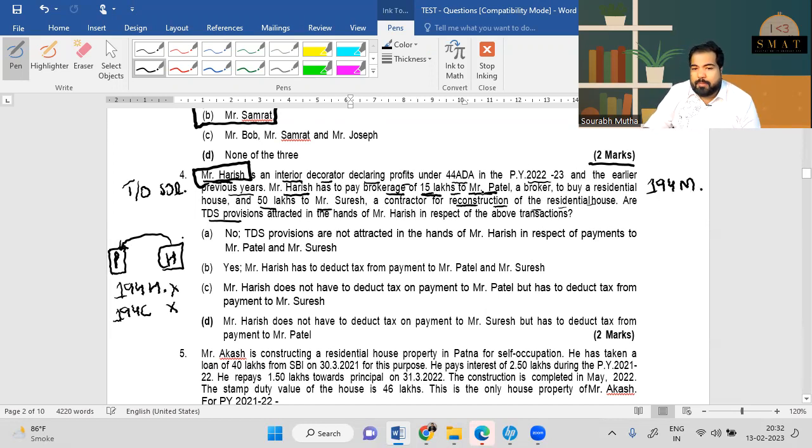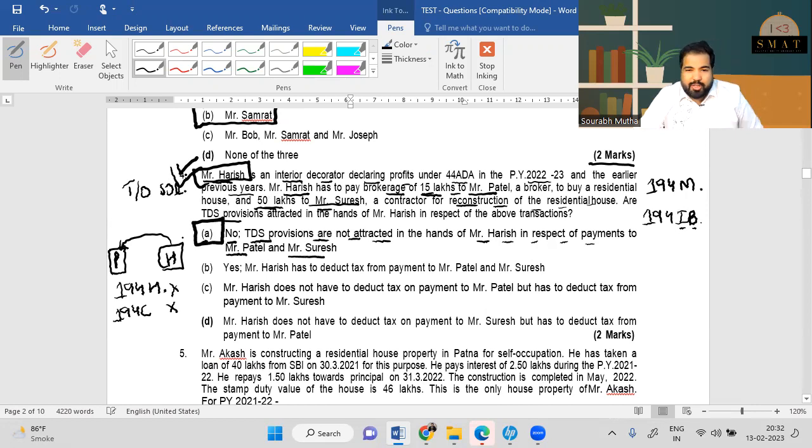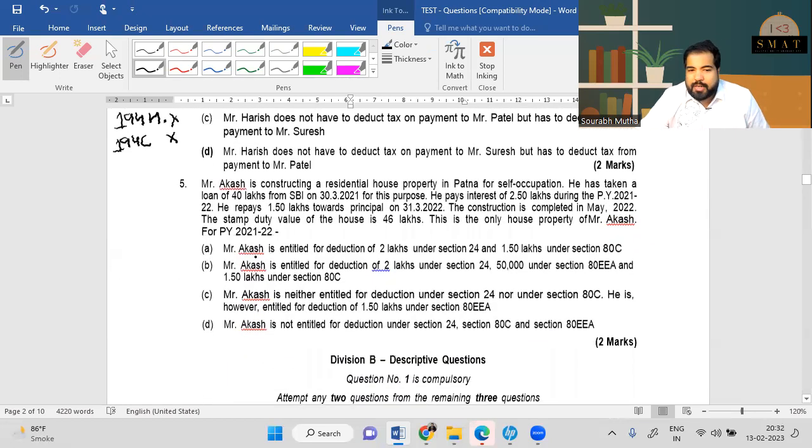This one is to one person, this one is to the other person, and hence it's not more than 50 lakh. And 194IB does not apply because that section is about paying rent of more than 50,000 a month. So no TDS provisions are attracted in the hands of Mr. Harish in respect of payments to Patel and Suresh is the right answer. Congratulations. Question number 4 done and dusted.